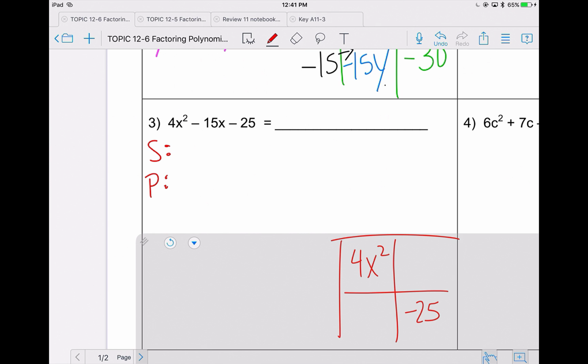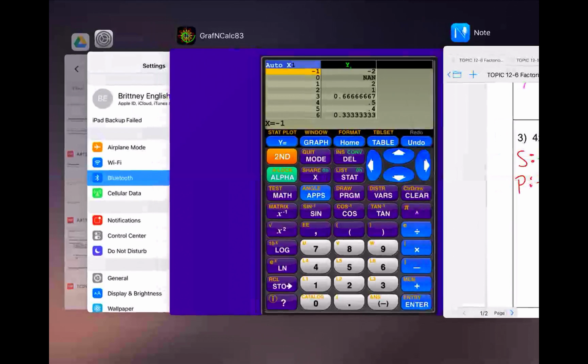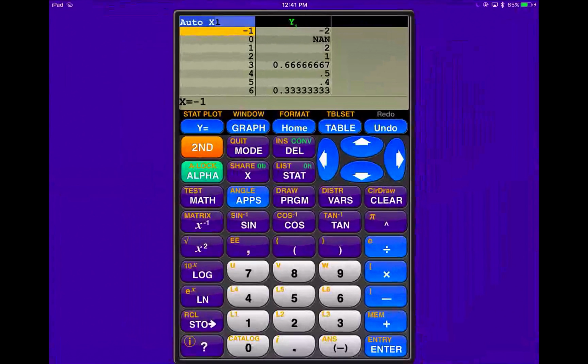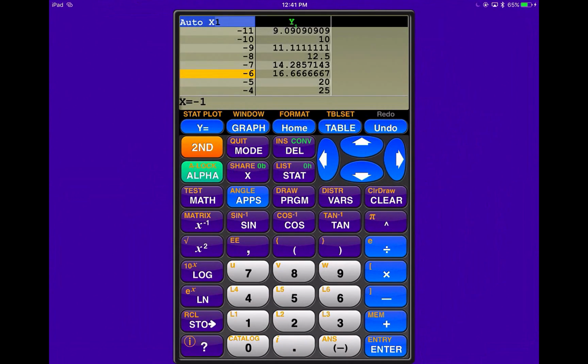Your product, when multiplied, negative 25 times 4x squared, is negative 100x squared. And then my sum is that negative 15x. I'm looking for two x's to put in here that add up to negative 15. So in y equals, I type in negative 100 divided by x, and I look at my table.